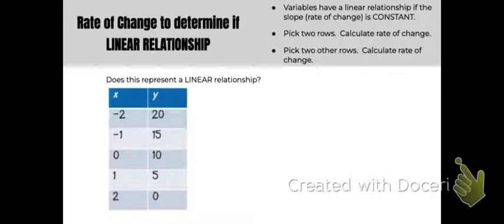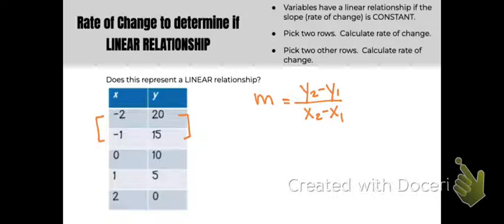Here we're given a table of data points and we're asked if this represents a linear relationship. So variables have a linear relationship if that slope, if that rate of change, is constant. So what we want to do is pick two rows, two data points, and calculate the rate of change. And then we'll pick two other rows and calculate that rate of change and see if it's the same. So I'm going to pick the first two rows.